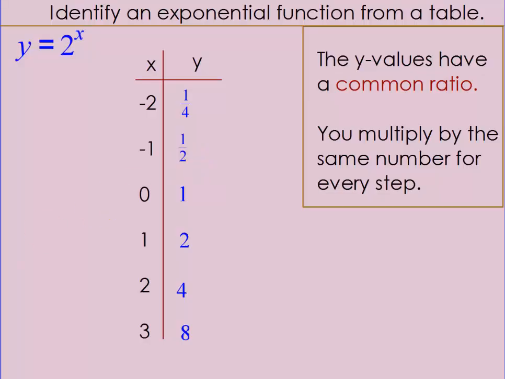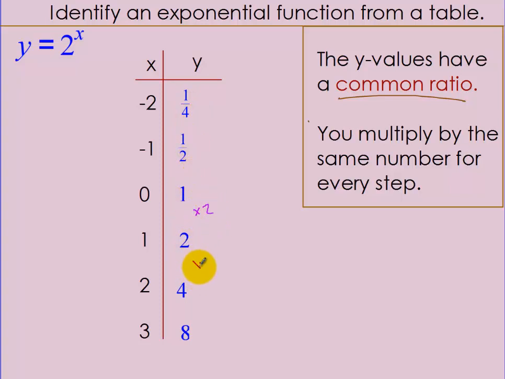All right, another thing about this, we can identify exponential functions from a table. So here's a table without the graph, and I'm going to tell you this is the function y equals 2 to the x. We've seen that a few times already. The way to identify from a table is all the y values have a common ratio. Common ratio means you multiply by the same number for every step. So in the case of linears, you were adding. This time you're multiplying. What's happening here is I'm multiplying by 2 every time.